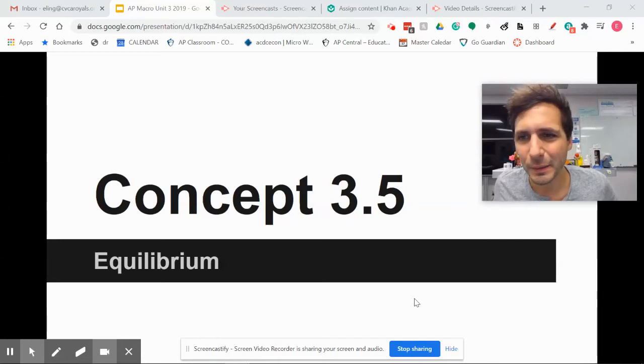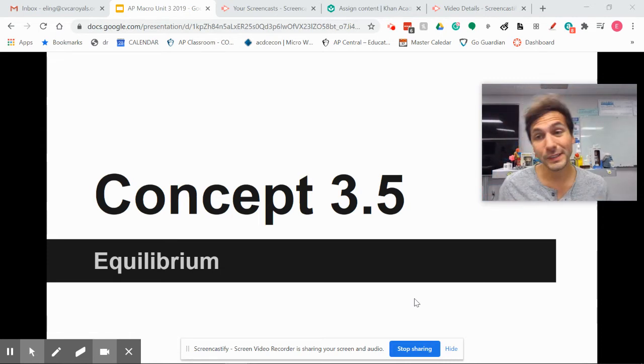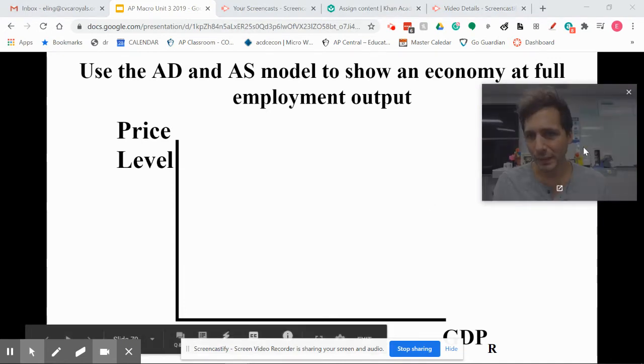All right, it's time for concept 3.5, equilibrium in the ADAS model. It operates a lot like the equilibrium in the demand and supply, product market, and resource market, but it gives us different results. Instead of just price and quantity, it gives us price level and GDP. And then when we add long run aggregate supply in there, it tells us where we're at on the business cycle. Let's do it.